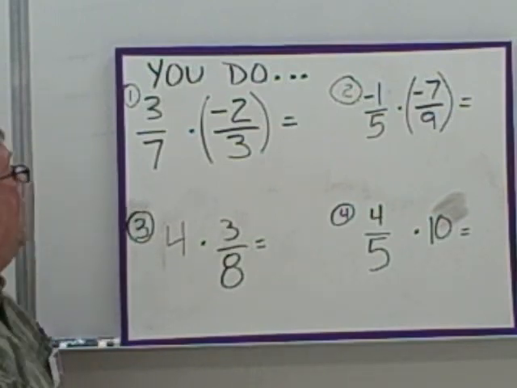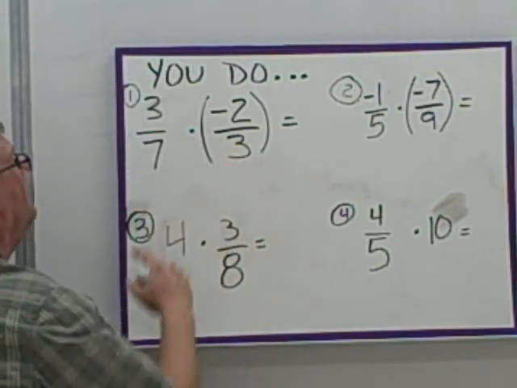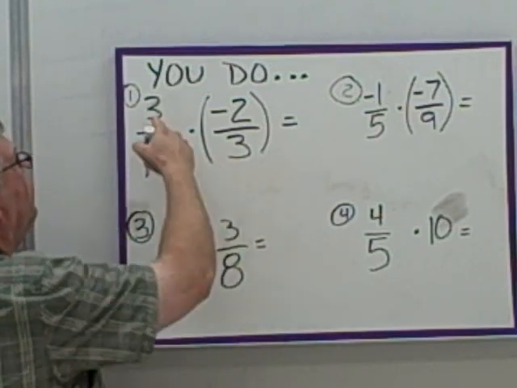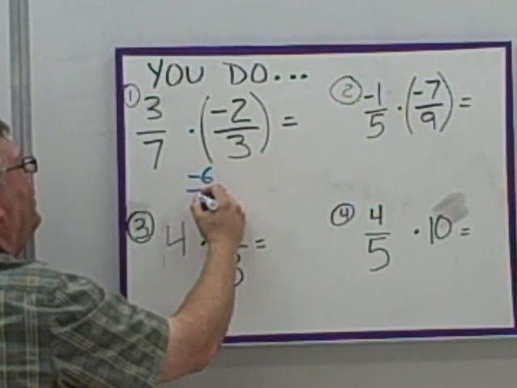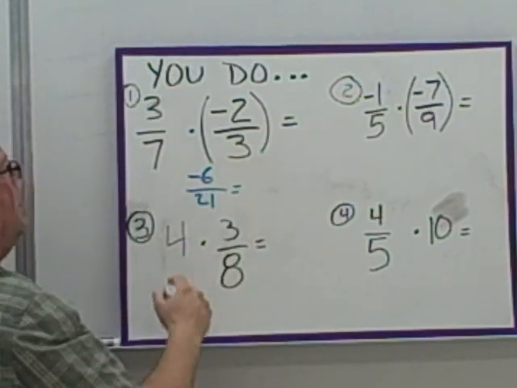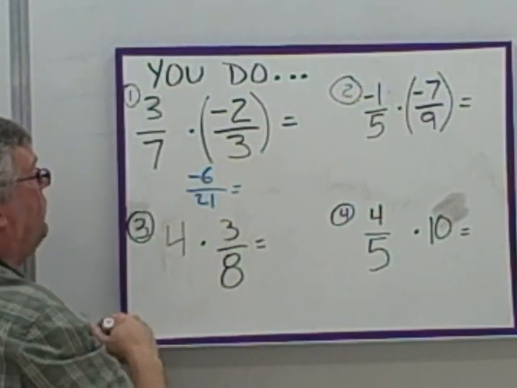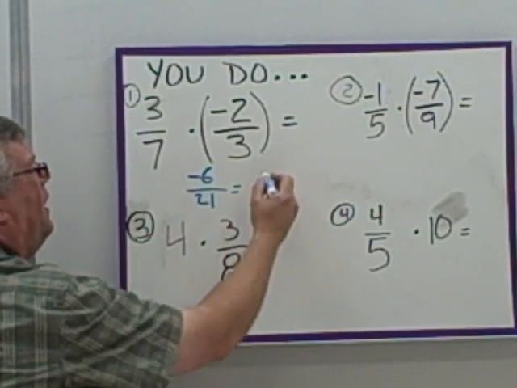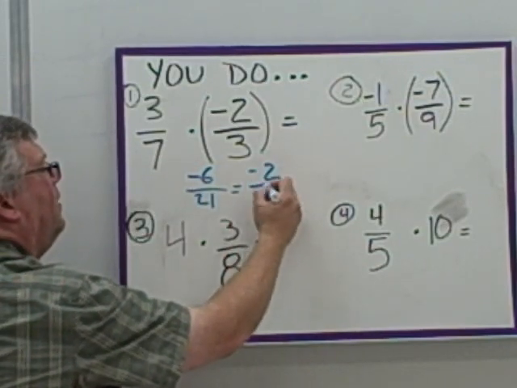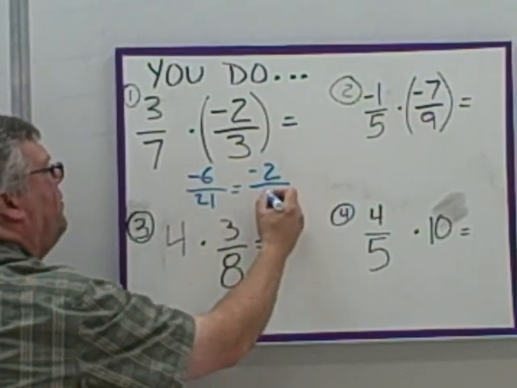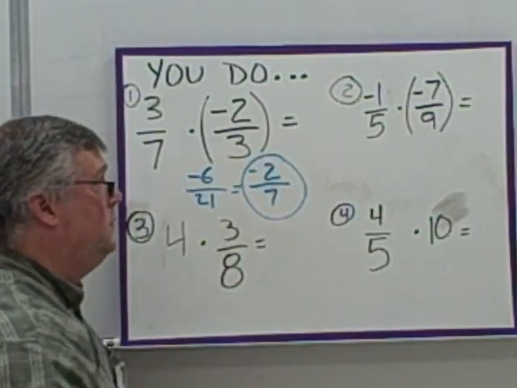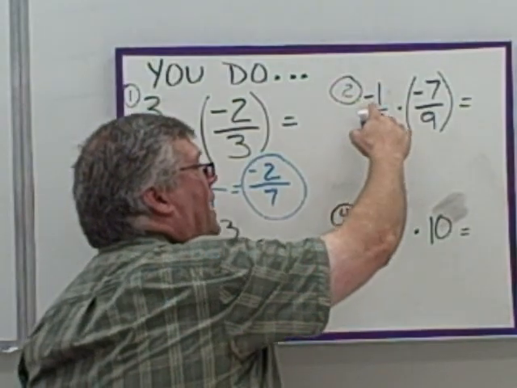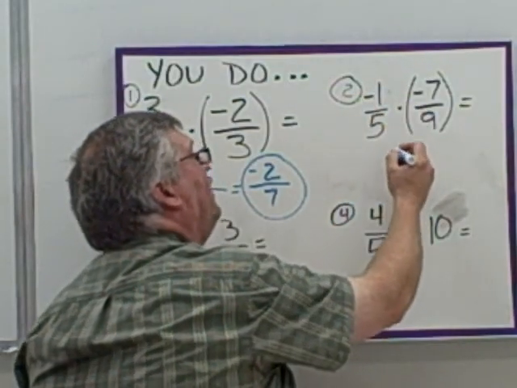Welcome back. All right, we have 3/7 times negative 2/3. Top times top is going to give me negative 6. Bottom times bottom is going to give me 21. Both of those have a common factor of 3. 6 divided by 3 gives me 2, still going to be negative. 21 divided by 3 gives me 7. There's my final answer.